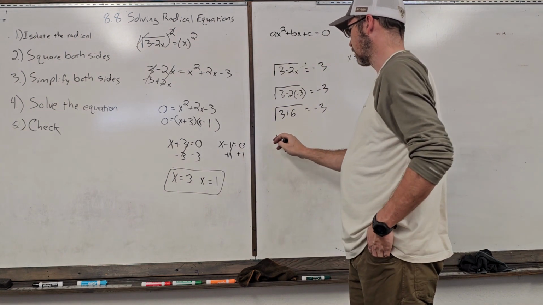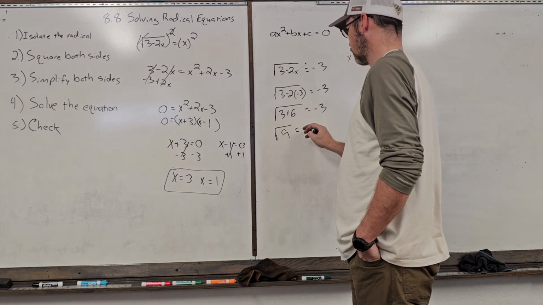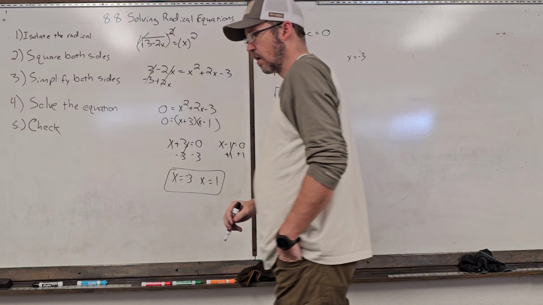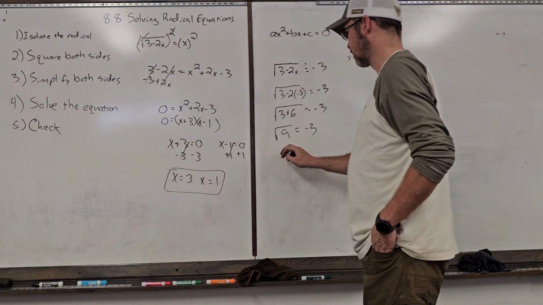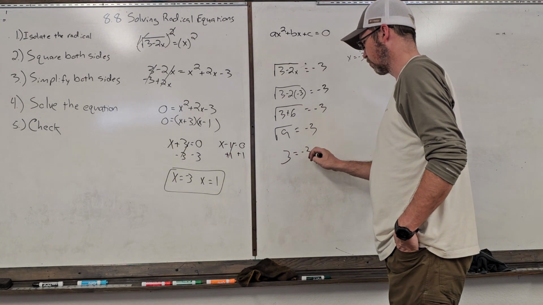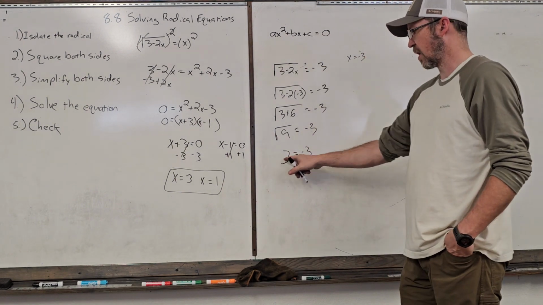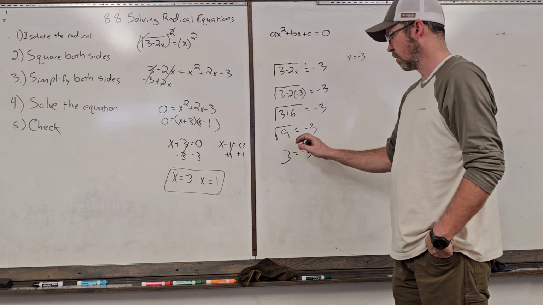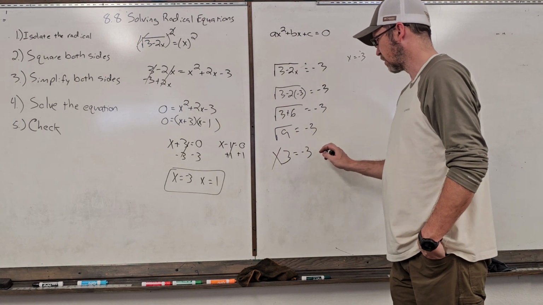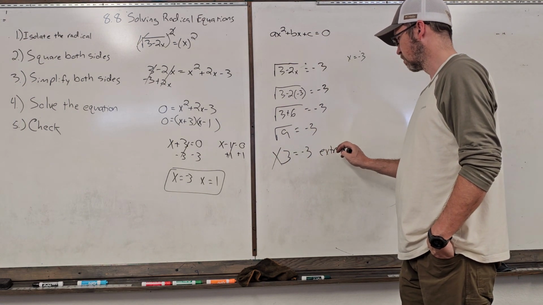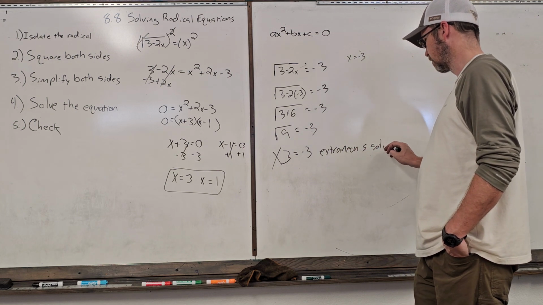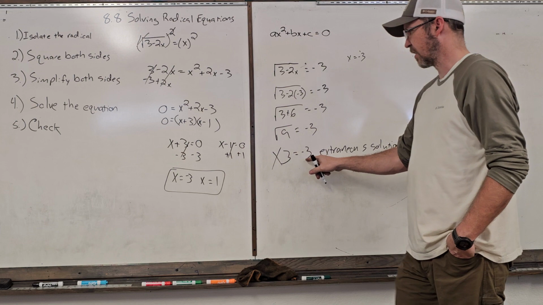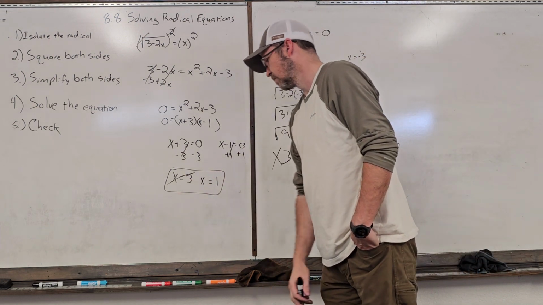So here I get the square root of 9 equals negative 3. And the square root of 9 is 3 equals negative 3. That's not true. Positive 3 does not equal negative 3. So that one does not work. It's an extraneous solution. So negative 3 does not work. Let's try 1.